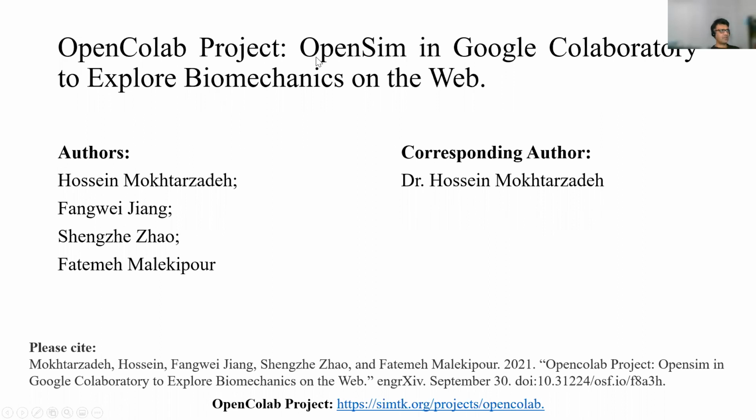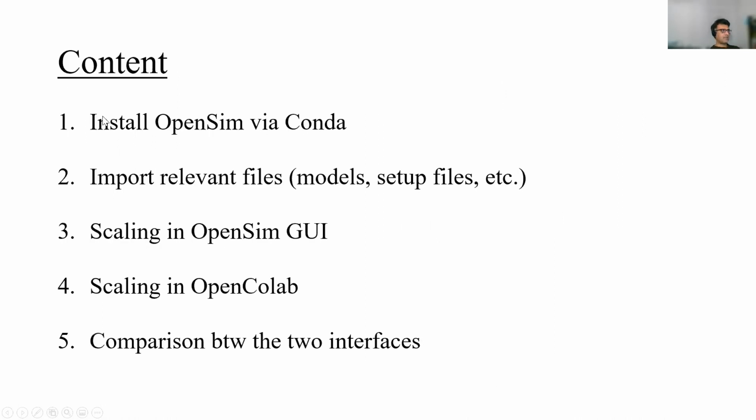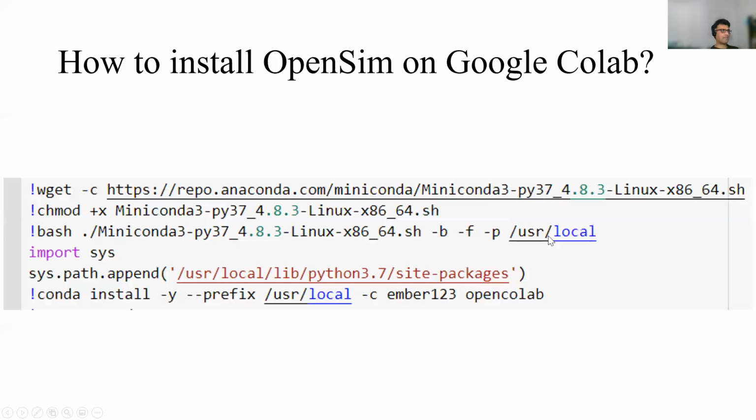This is the project that we are pursuing, OpenSim in Google Colab, to explore biomechanics on the web. Today I'm going to talk about how to install OpenSim via Conda, import a relevant file. You know that wherever you are, you need the relevant files, set of files, models, etc. Then scaling in the OpenSim GUI, and scaling in OpenColab that we have developed, and a comparison between the two. In fact, they must match, right?